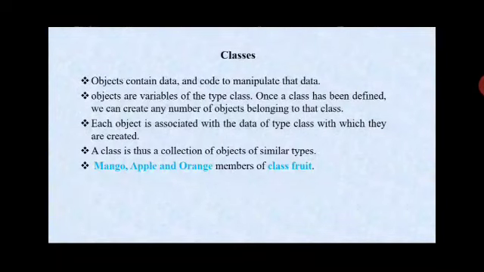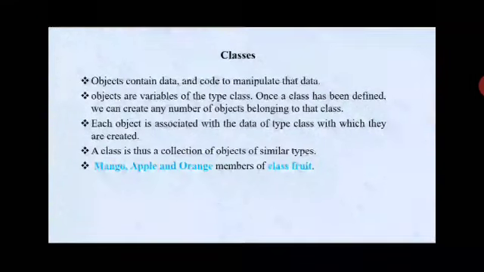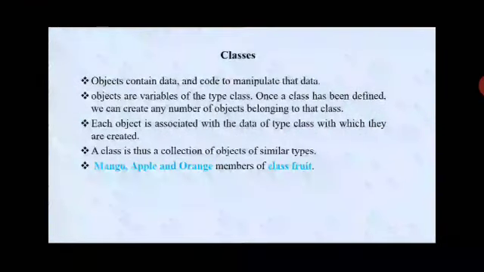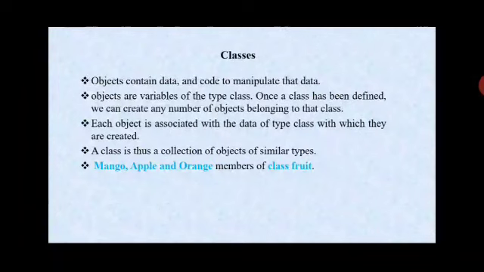Classes. Objects contain data and code to manipulate that data. That means a class is a collection of objects of similar types. Objects are variables of the type class. You have to define the class, and you can have any number of objects. Each object is associated with the data of the type class with which it is created.